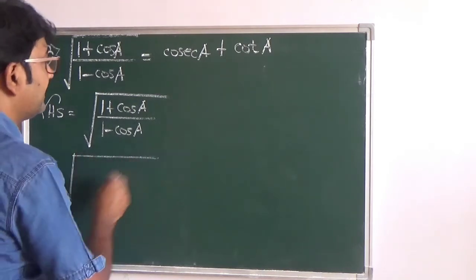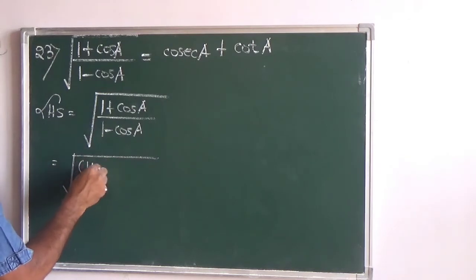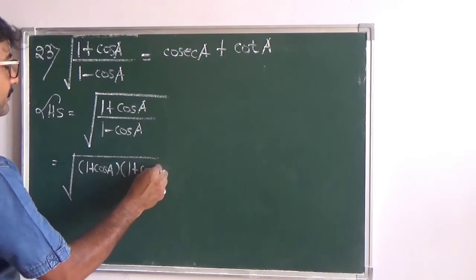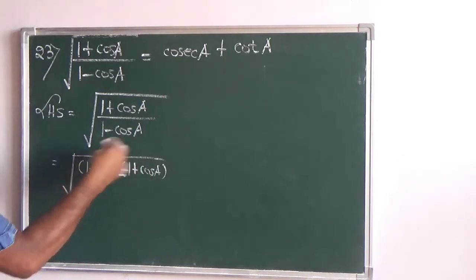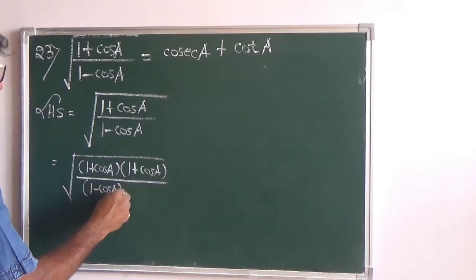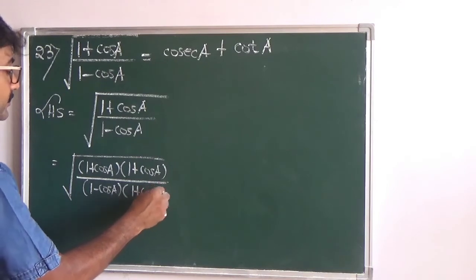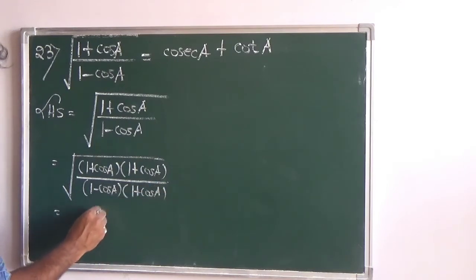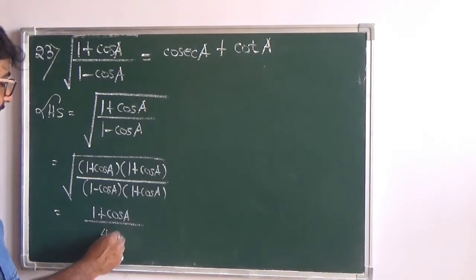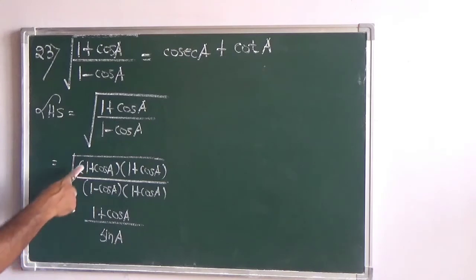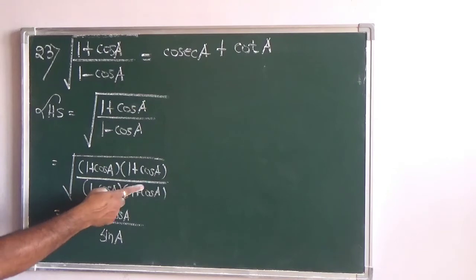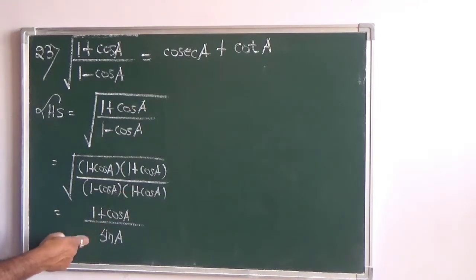So what to rationalize? You can write it as 1 plus cos A into 1 plus cos A. So this becomes a whole square, so it will come out of the square root, and this is 1 minus cos A into 1 plus cos A. So you can understand that both will come out of the square root. So this is 1 plus cos A divided by sin A. Hopefully you got it. 1 plus cos A whole square, if you take the square root you get 1 plus cos A. This is 1 minus cos square A, which is sin square A, and taking the square root we get sin A.